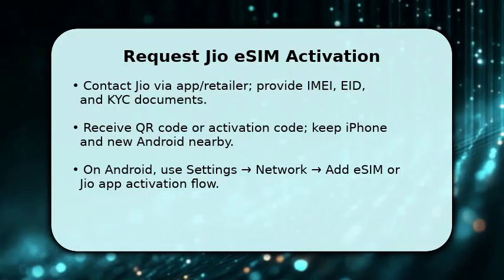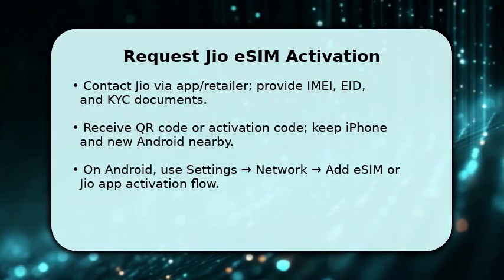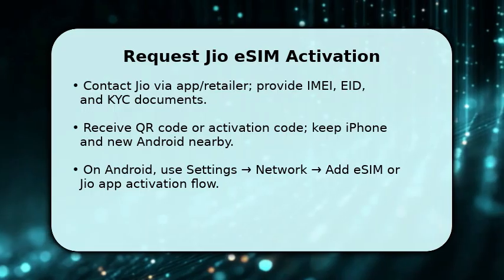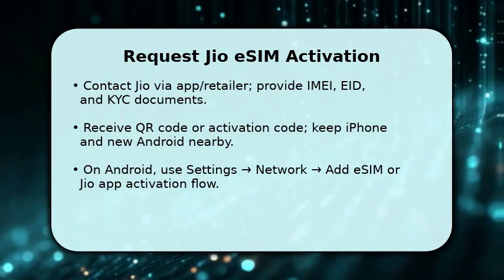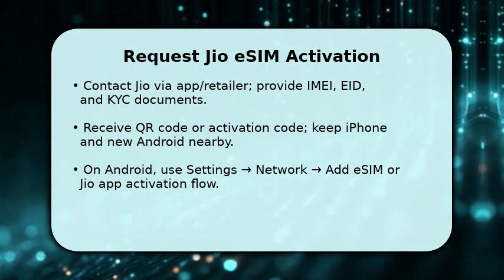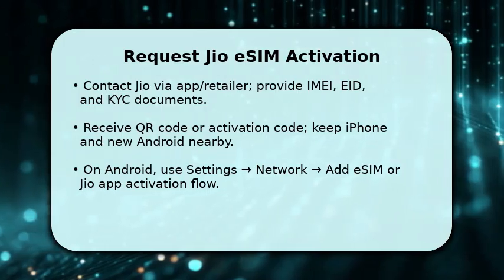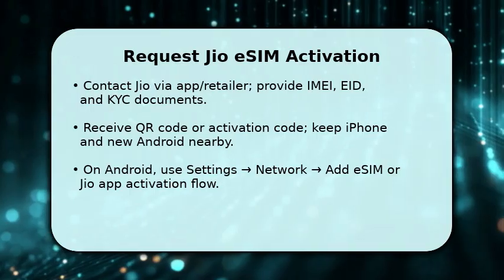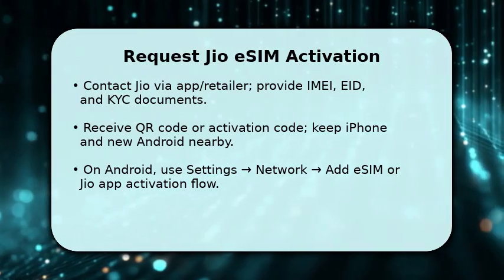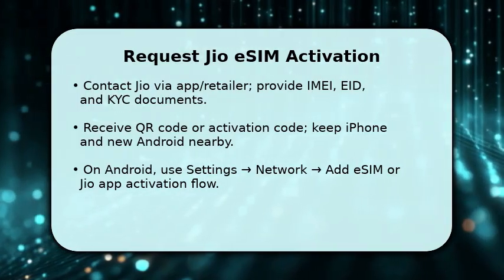Next, contact Jio through the My Jio app, retail outlet, or customer care and request an eSIM migration for your number. Provide the AMA and EAD you collected plus KYC. Jio will verify and issue an activation QR code or numeric activation code. While waiting, keep both devices charged and near each other.